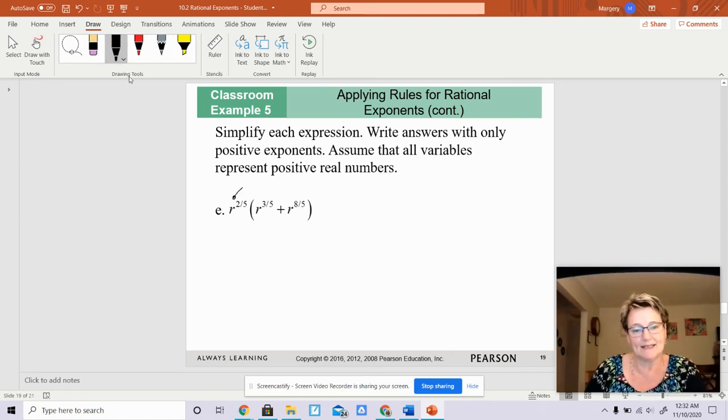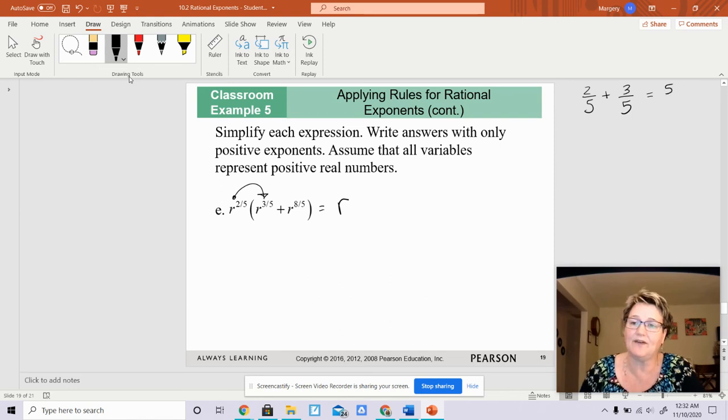So we're going to take this and multiply it by here. That's going to give you r. So 2/5 plus 3/5, because when you multiply powers, you add the exponents. That's going to give you 5/5, which is just 1. So that's r to the 1st power.